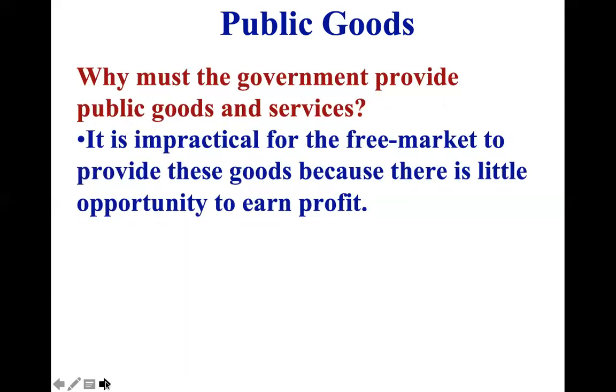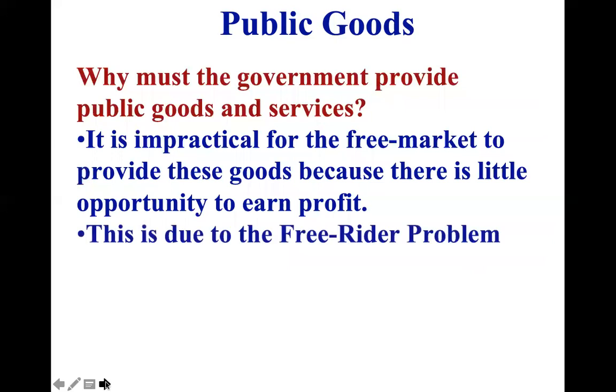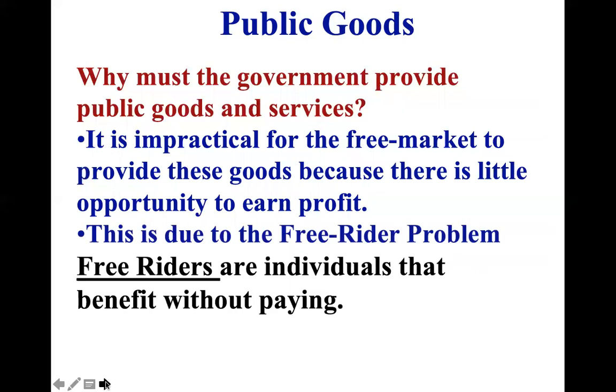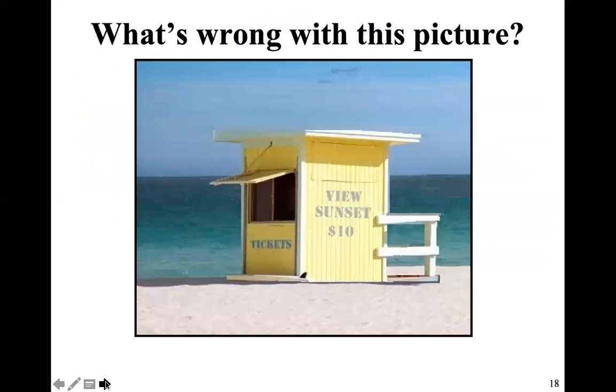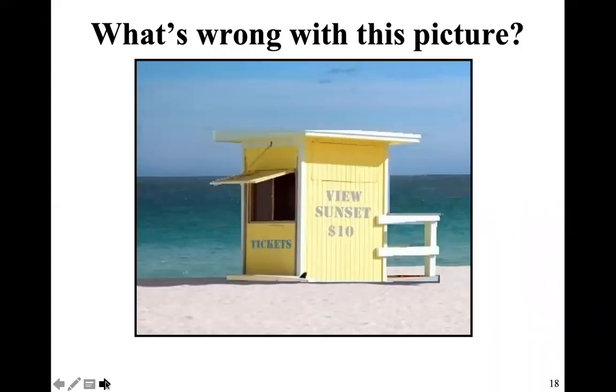Why do we need the government when we start analyzing public goods? Why do we need the government to produce them? It's because there's not going to be any profit for firms to produce enough of them. And this is due to something called the free rider problem. The free rider problem is caused when individuals benefit without paying. So if you benefit from a good or service without actually paying for that, then you are a free rider. And whoever is running this sunset viewing business at the beach doesn't understand that problem, because why would you buy a $10 ticket from this, folks, when you could free ride and watch a sunset on your own? So that's not a very good business model there.